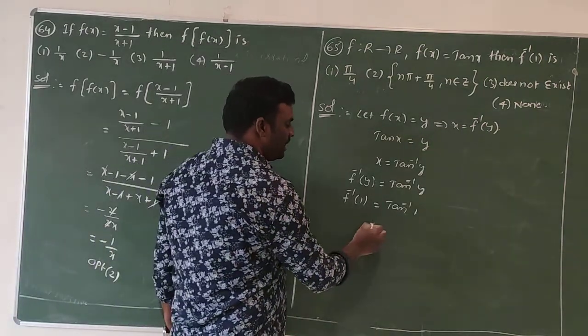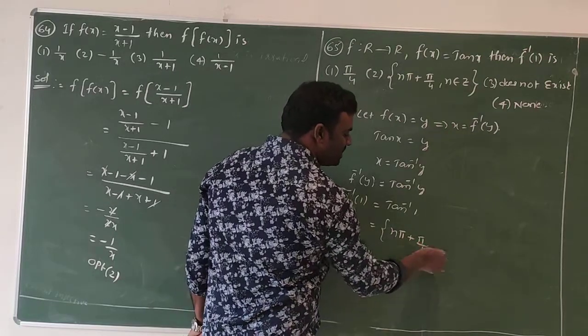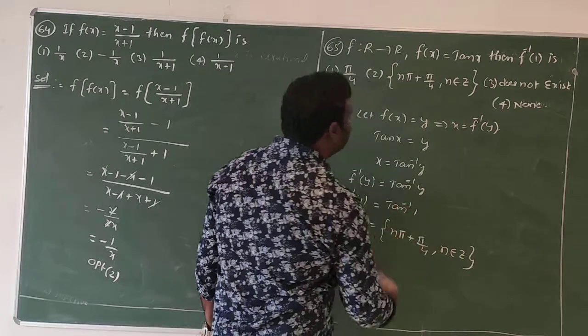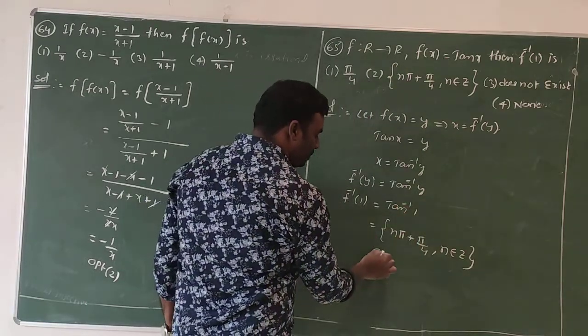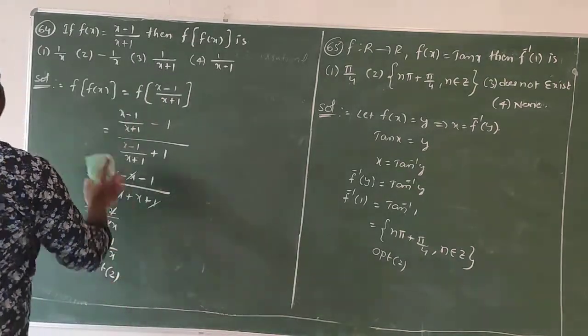Then that can be written as n pi plus pi by 4. This is the general solution of the tan function where n belongs to Z. That is nothing but option 2 is the correct answer for question number 65. Next.